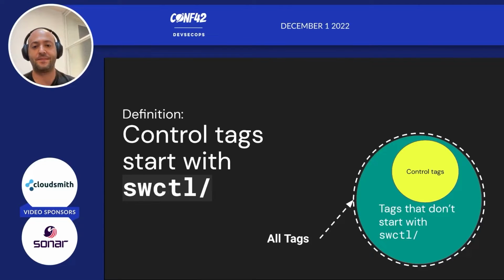And we start off with saying something, you know what? Control tags are tags that start with SWCDL. SW stands for SimilarWeb. This is where me and Itamar worked when we developed this methodology. So SWCDL denotes control tags, and other tags are not with that prefix.